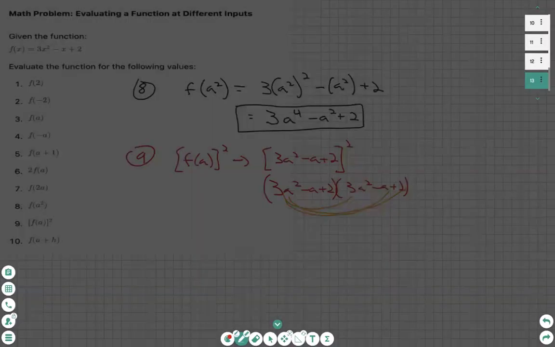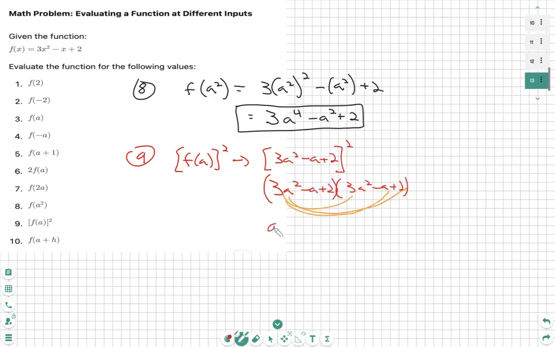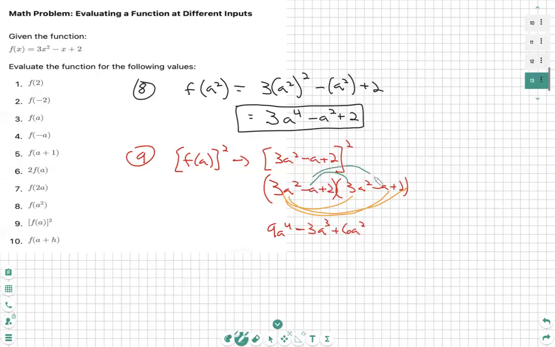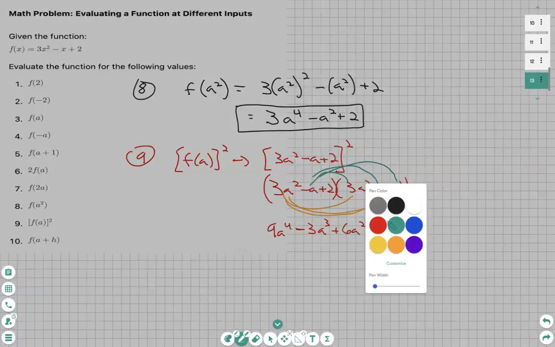We have 3a squared times a squared is 9a to the fourth. 3a squared times negative a is negative 3a cubed. 3a squared times 2 is plus 6a squared. Now we have to distribute the middle term to 3 terms.